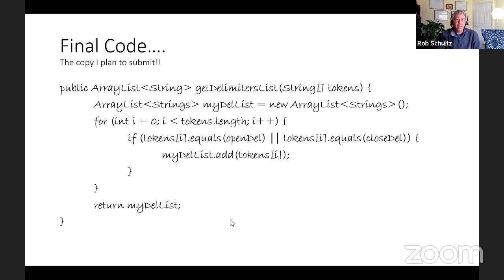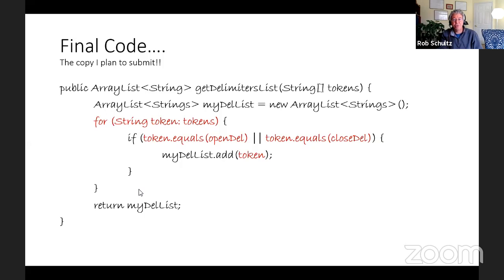Okay. If by some chance you worked this out, I know I didn't give you a lot of time, but for those that paused the recording to work it out, if you did this with enhanced for loops, this is what the enhanced for loop solution would look like. So I'm basically saying for every string token in my tokens array, if the token is equal to open del or the token is equal to closed del, then I'm adding the token. And there's our code. So I apologize that I went through that really quick.